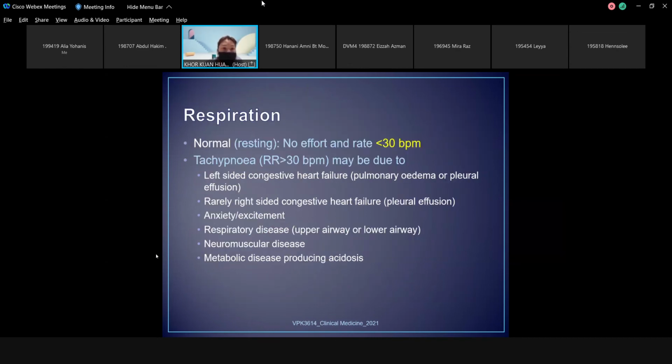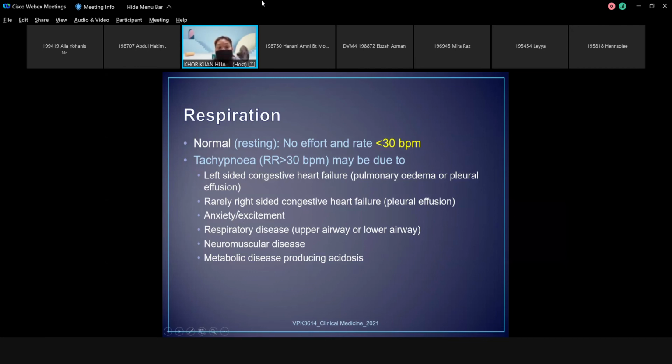Yeah. Okay. In terms of respiration, normal respiratory rate should not go beyond 30. If your respiratory rate is 30, then there is a problem. But if a dog that comes to me in the clinic is panting all the way, but he's happy, that doesn't mean that is also called tachypnea, that one is normal. It's like anxiety and excitement.